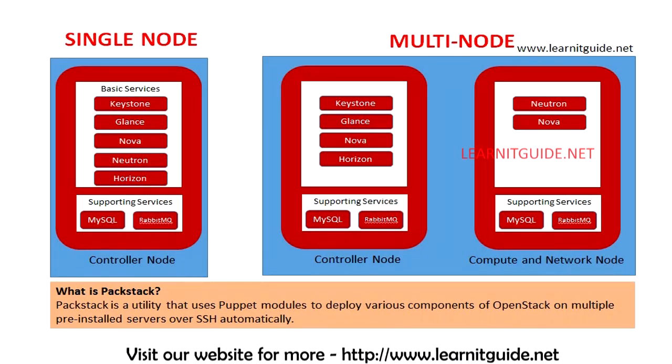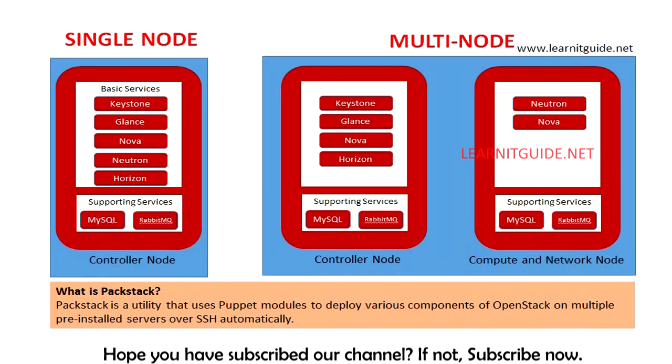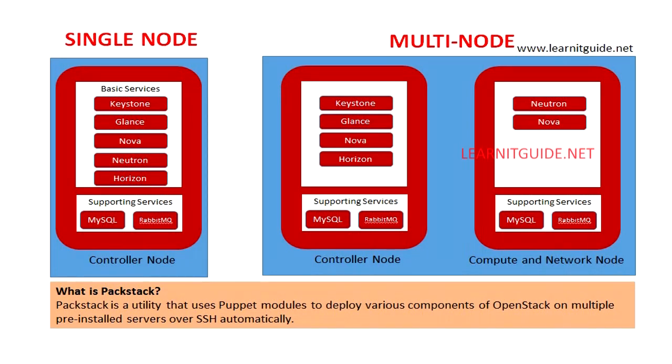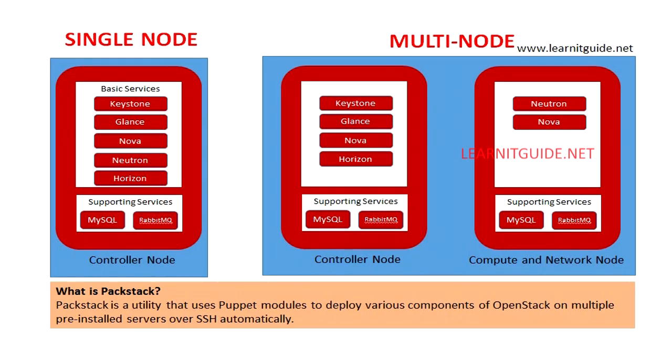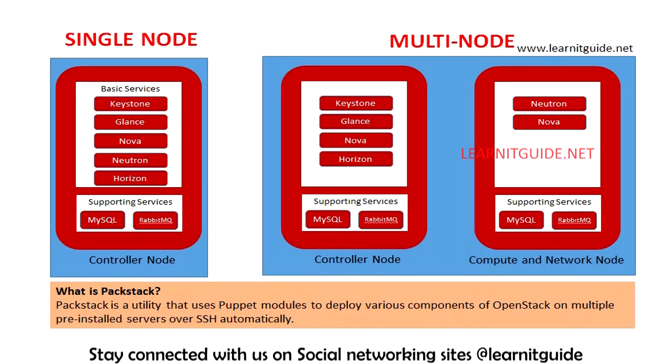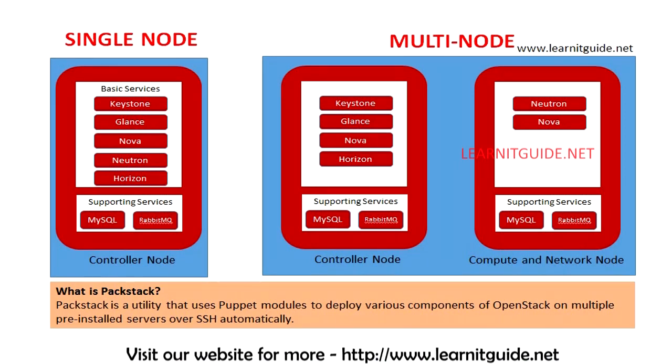And the other image shows the multi-node deployment, and here we have two VMs or two servers. On one server we will be installing the basic services Keystone, Glance, Nova, Horizon, and we call that the controller node. On the second node we will be installing Neutron and Nova. So we can split these components into multiple servers, and we can combine all these nodes in an Openstack cloud.